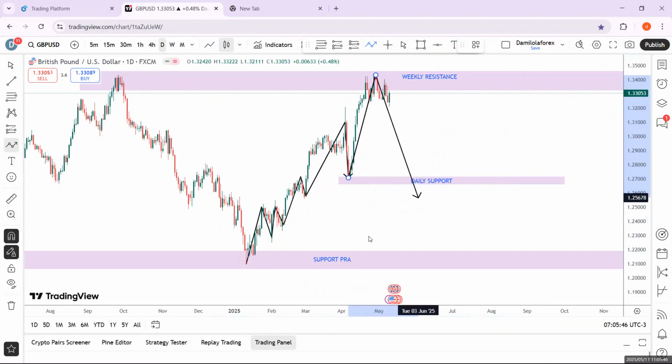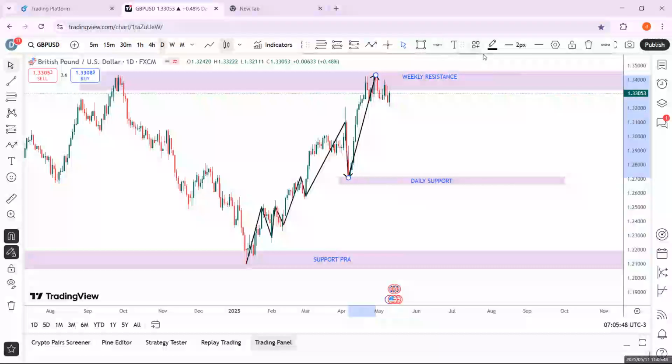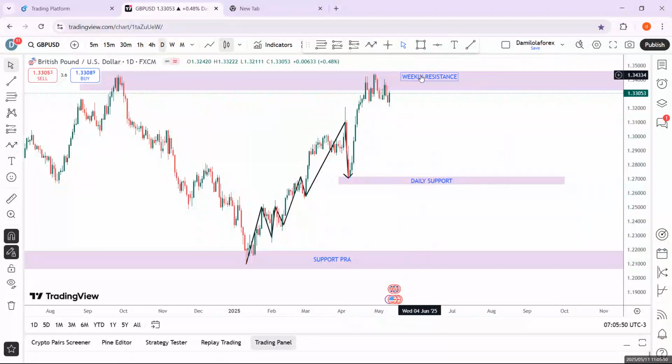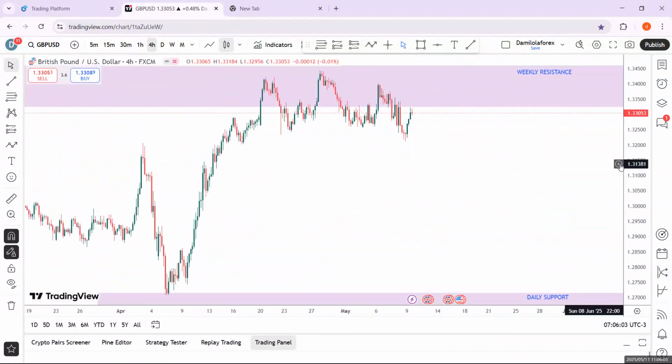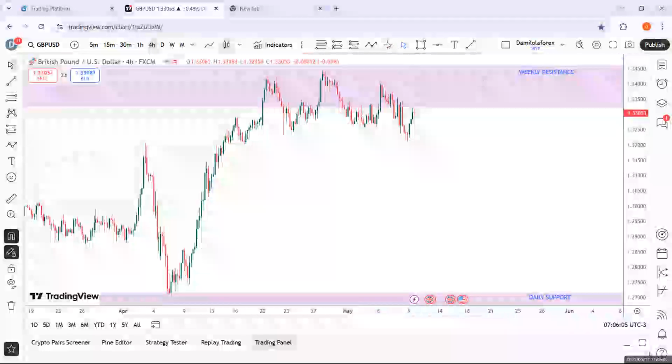We'll now trade between this daily support and this support PRA here. But right now, our trade entry opportunity would be within this weekly resistance point to this daily support. Like I said, we'll have to keep bracketing price into a range of focus until we see a real-time trade entry opportunity. So we'll take that window to the 4 hours time frame. What is going on within this 4 hours window right here?